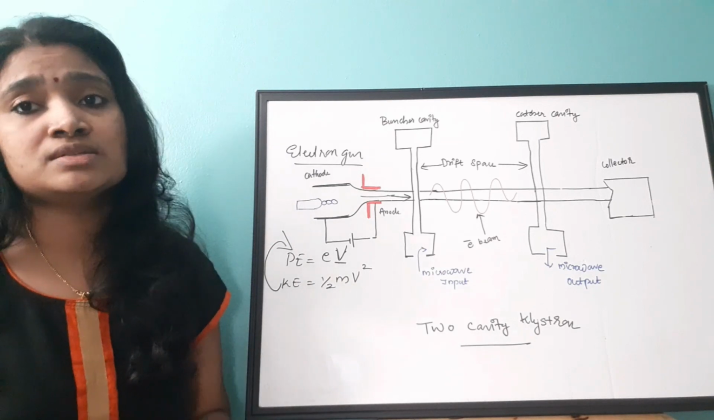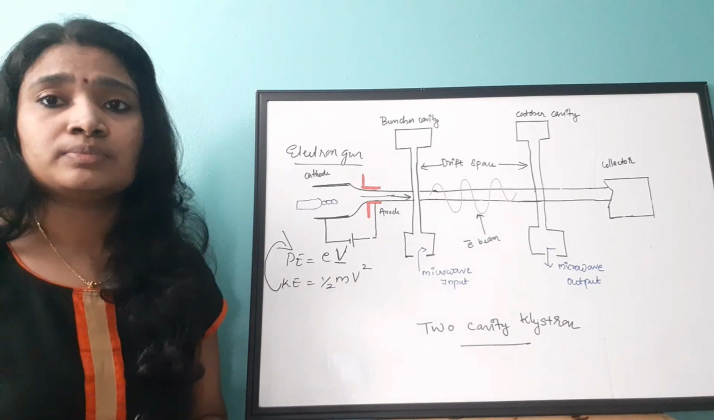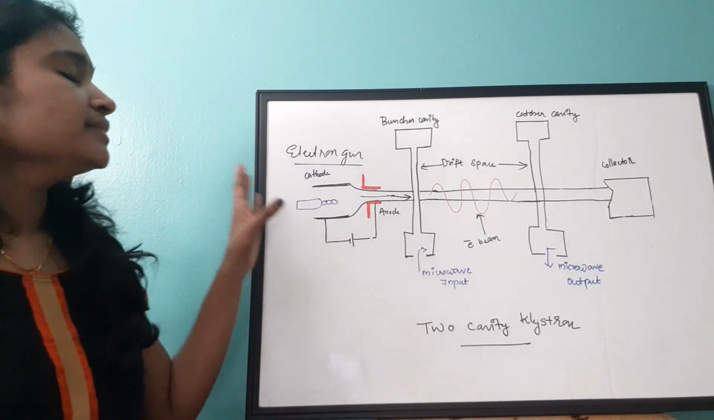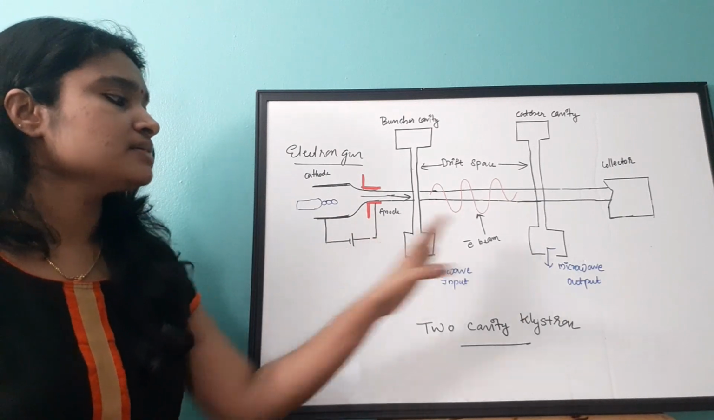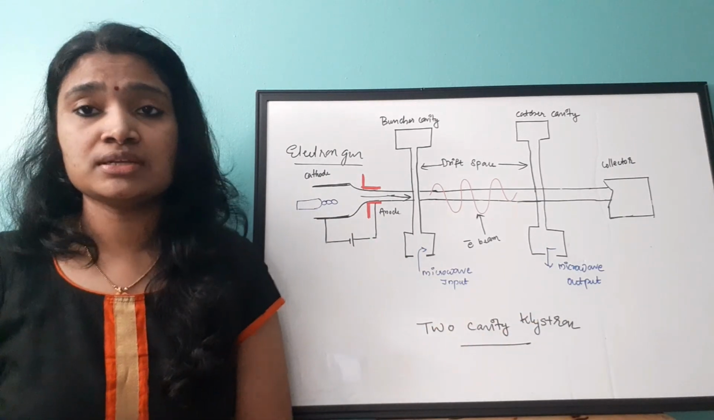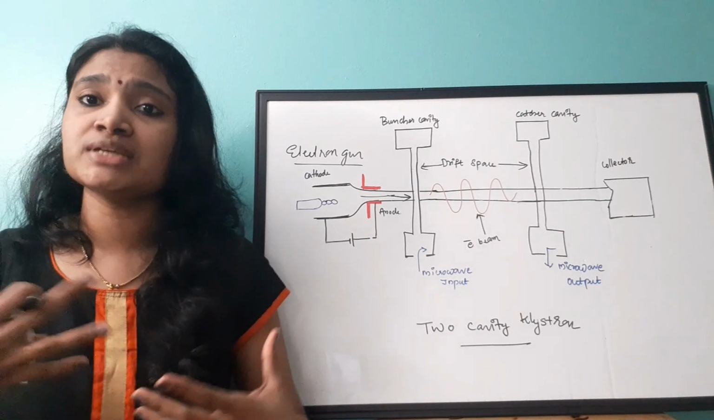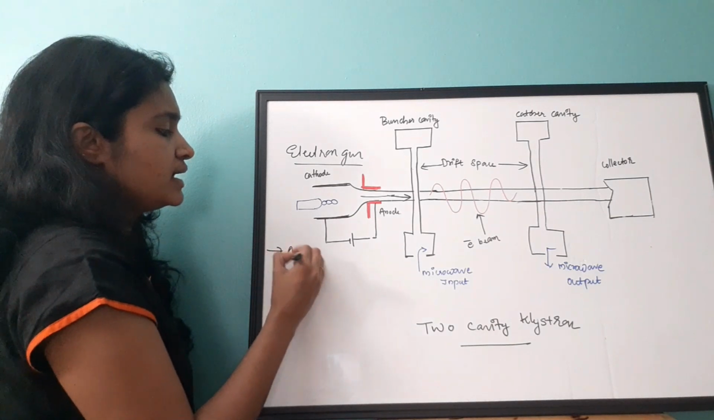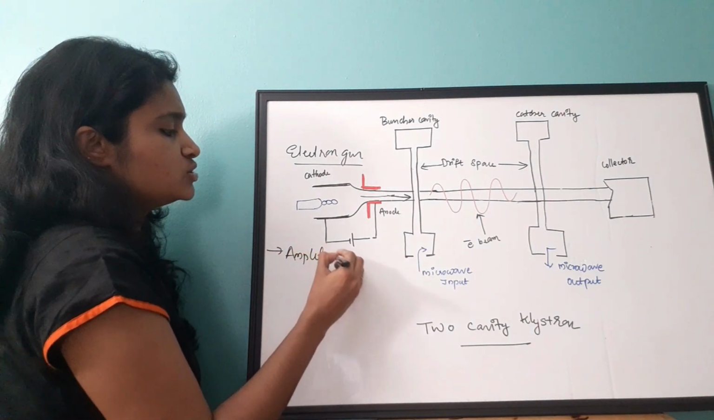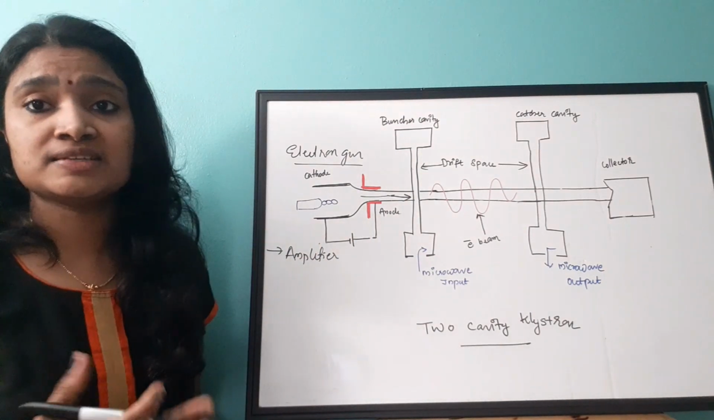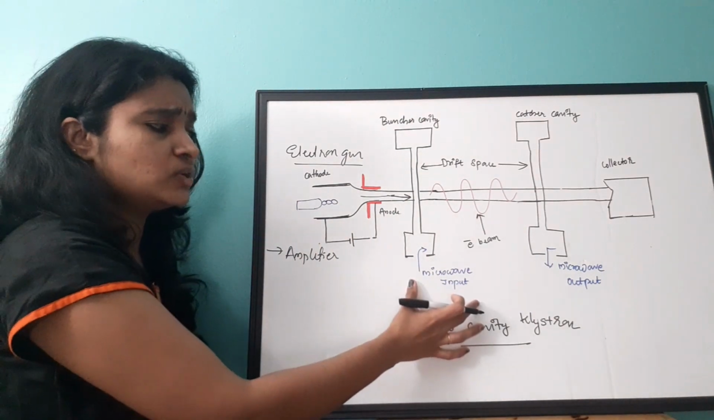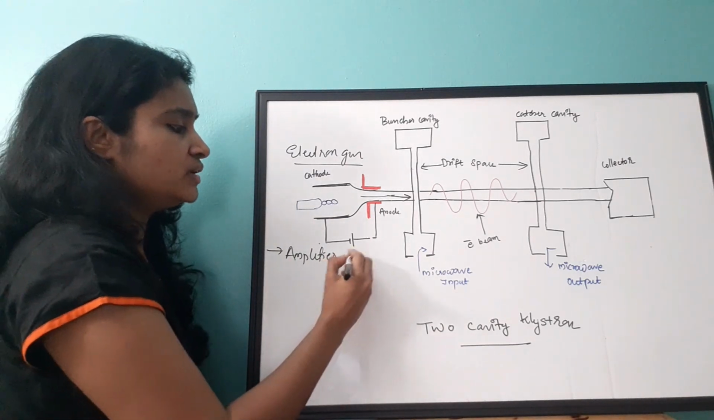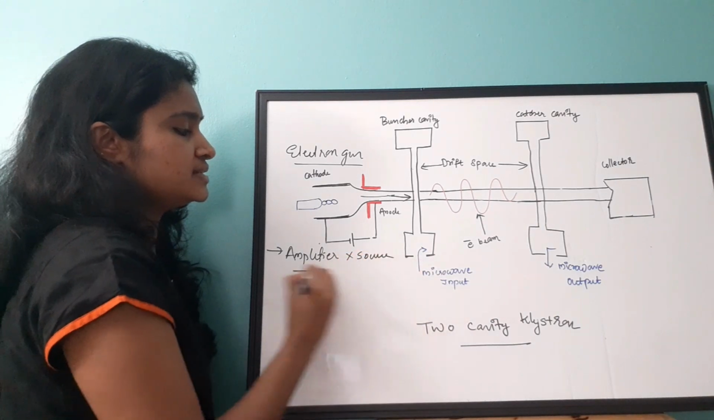Now, what are the important questions that can come from this area? I'm going to discuss all of them. The first question is: is the two-cavity Klystron a source? That is, is this two-cavity Klystron able to generate energy? No. This two-cavity Klystron is actually an amplifier. It is not a source, and it does not generate energy by itself. It just amplifies the microwave signal which we want to amplify. It is an amplifier, not a source.